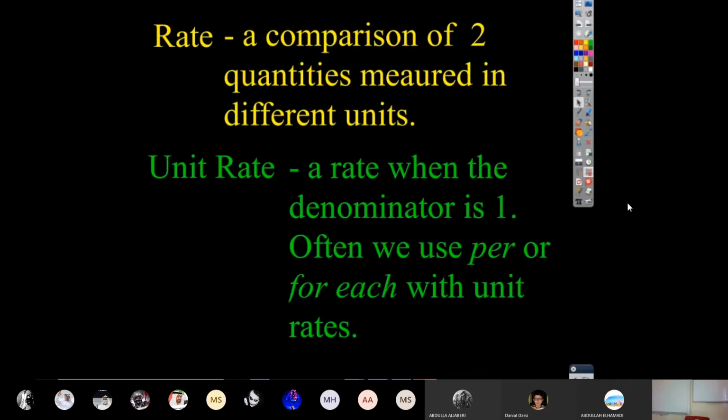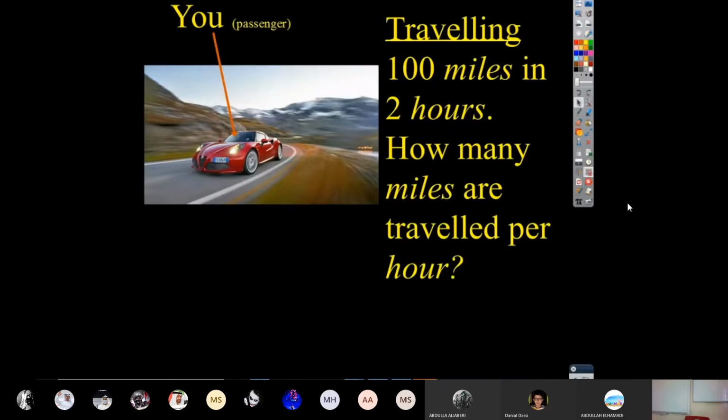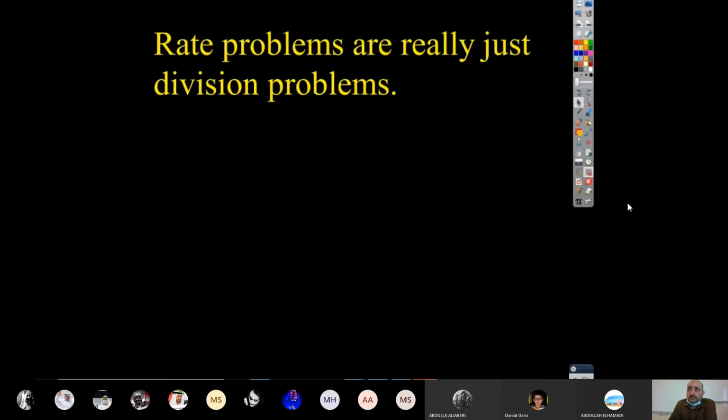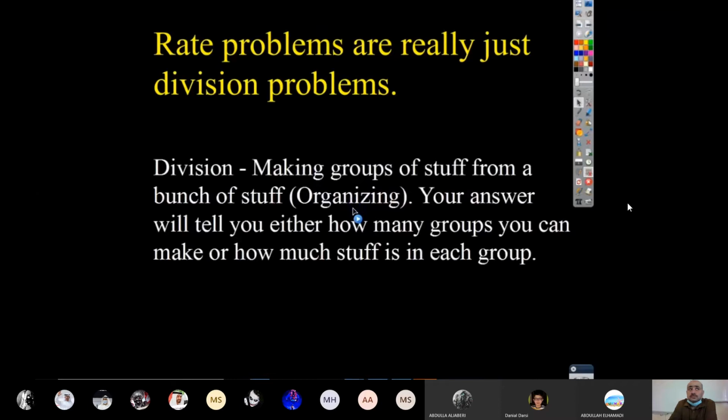So let's go back and let's take a look. So you as the passenger, because you're too young to drive, if you're in my class, if you're not in my class, then maybe you could be behind the wheel, but so you're traveling, right? You're not driving. You're traveling 100 miles in 2 hours. So we're going to talk about how many miles are we are traveled per hour, right? So when we see this idea of per hour, we know that this is a unit rate problem. So let's talk about how we're going to solve a unit rate problem, okay? Well, these are really just division problems, okay? And so this division, right, this is the definition that we discussed earlier this quarter.